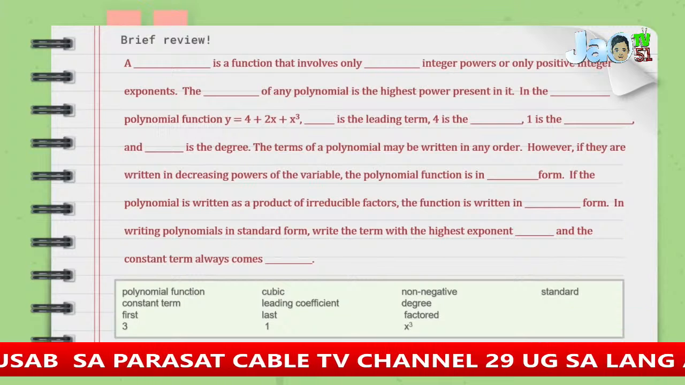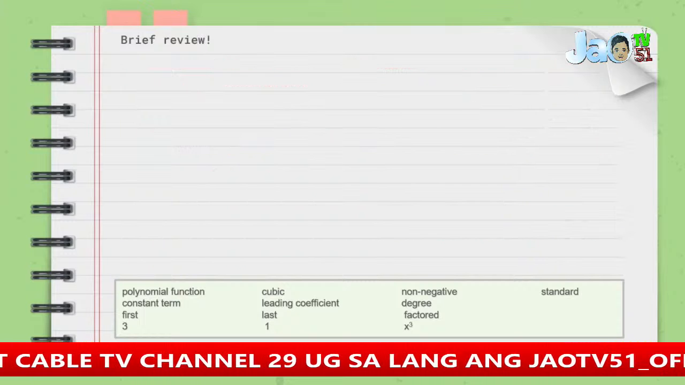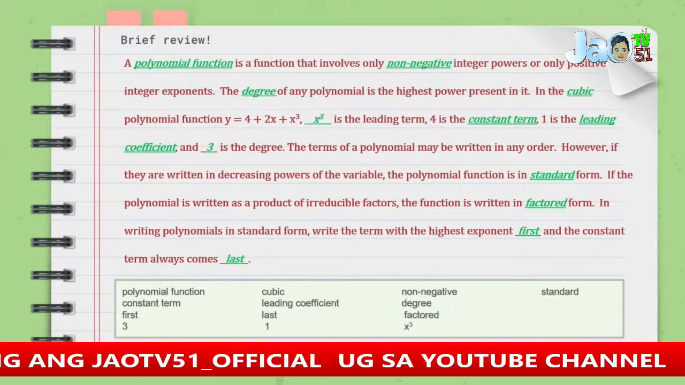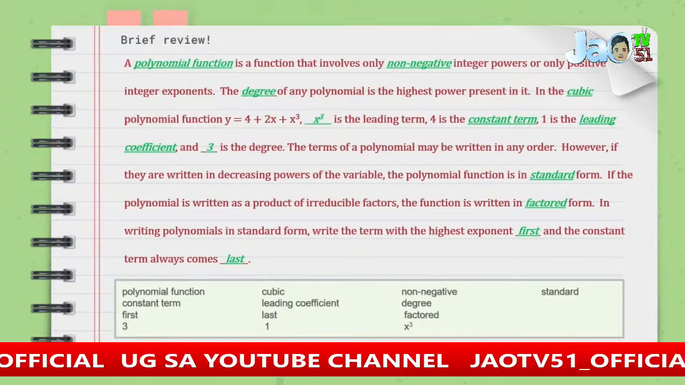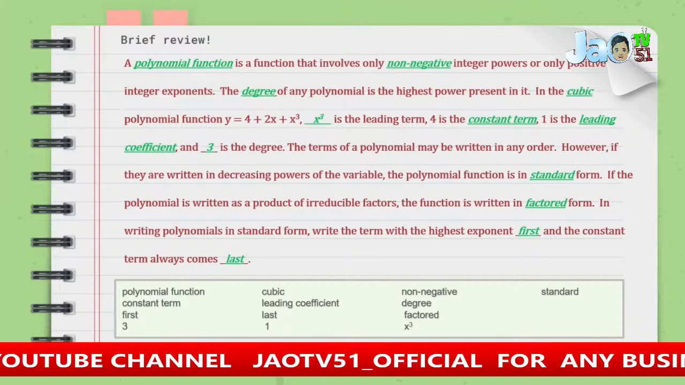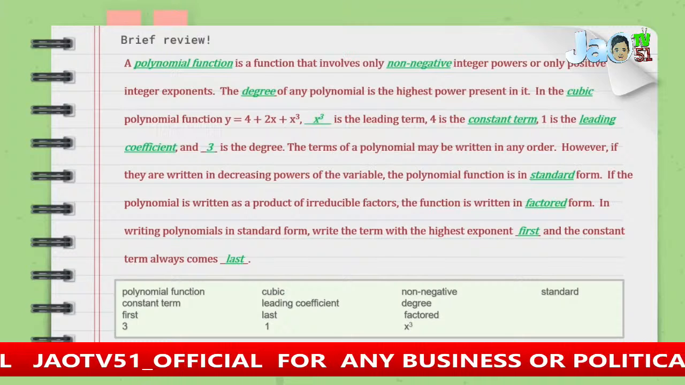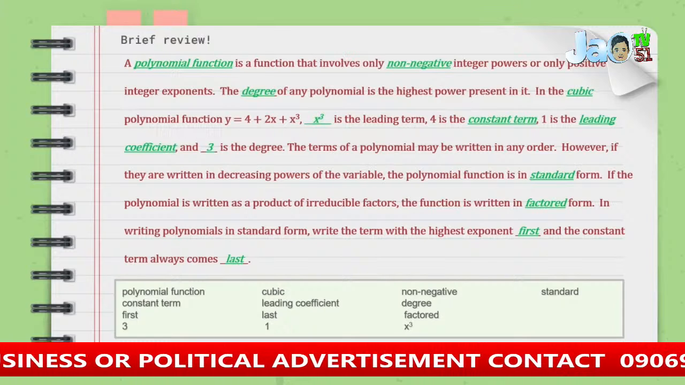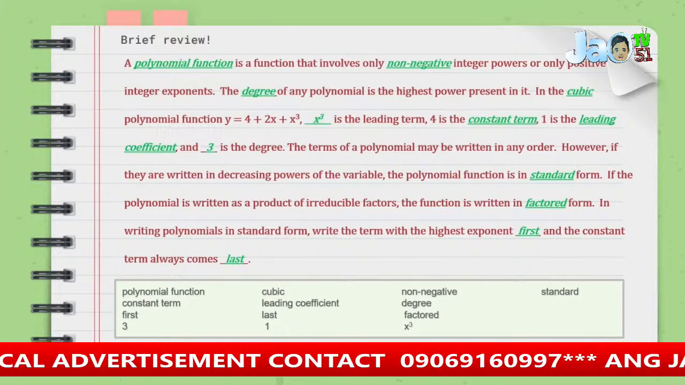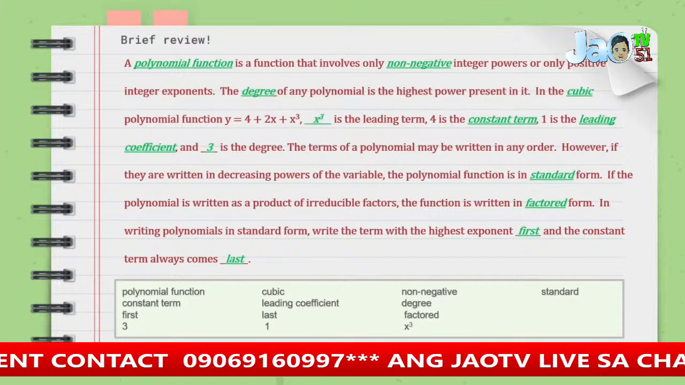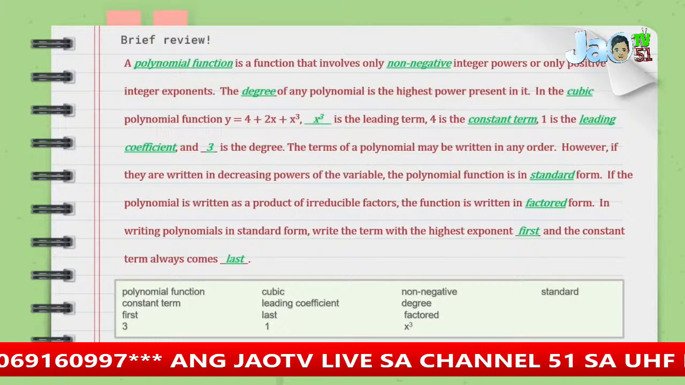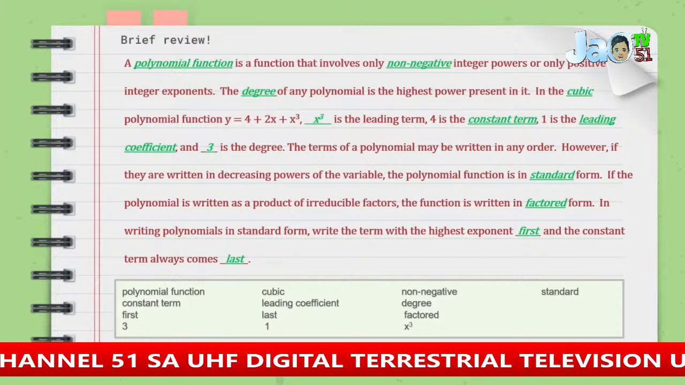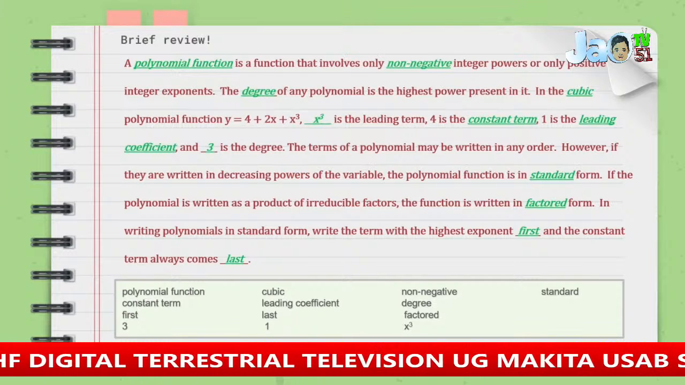Now, let us check your answer. A polynomial function is a function that involves only non-negative integer powers or only positive integer exponents. The degree of any polynomial is the highest power present in it. In the cubic polynomial function y equals 4 plus 2x plus x cubed, x cubed is the leading term, 4 is the constant term, 1 is the leading coefficient, and 3 is the degree.